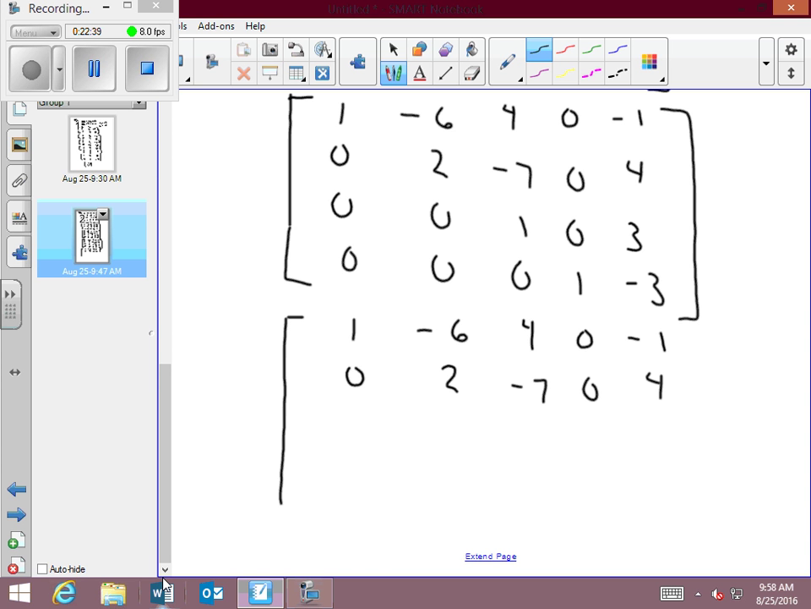I wanted to eliminate the 7, didn't I? So I'm going to multiply this row by +7 and add it up here. That makes this thing 0. This one 0. And then this one isn't affected. But I got 7 times 3 is 21 plus 4, 25. And I got 0, 0, 1, 0, 3. And then I got 0, 0, 0, 1, minus 3.